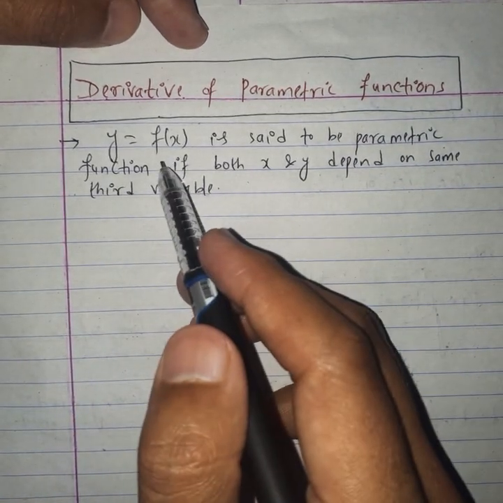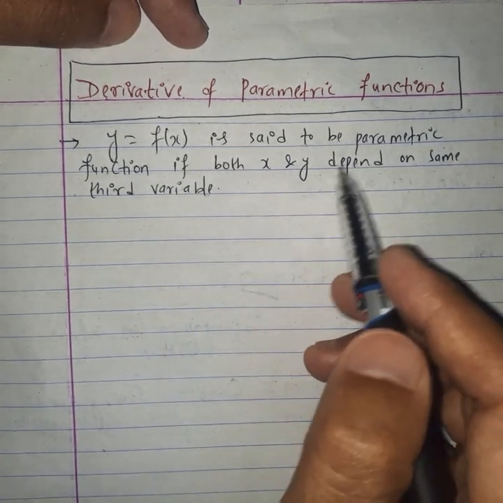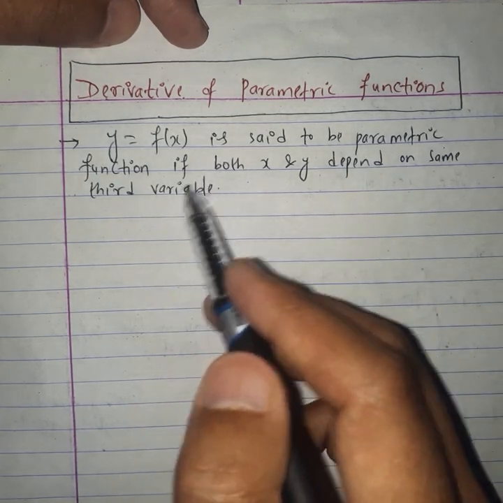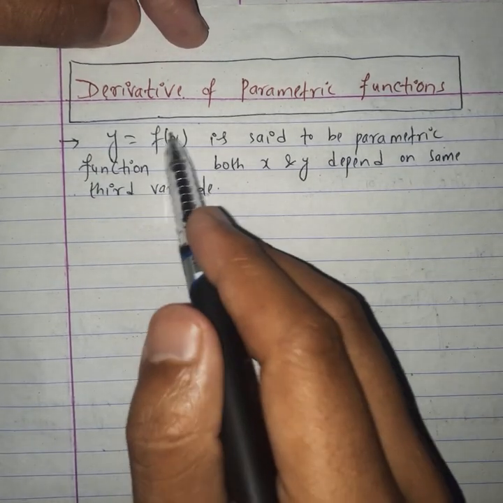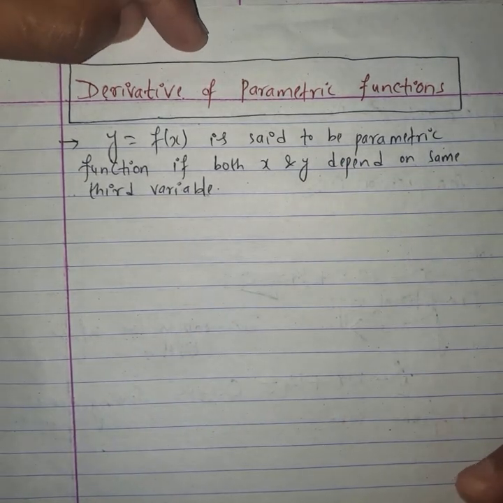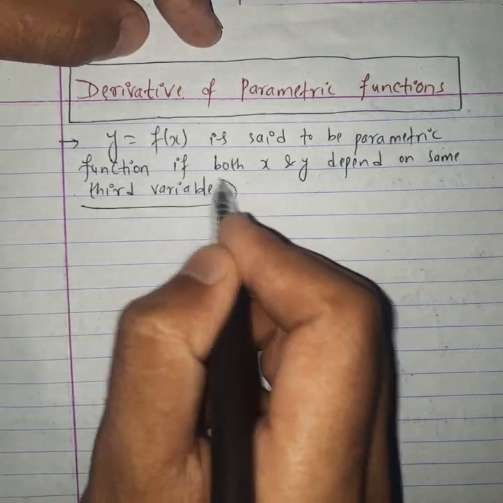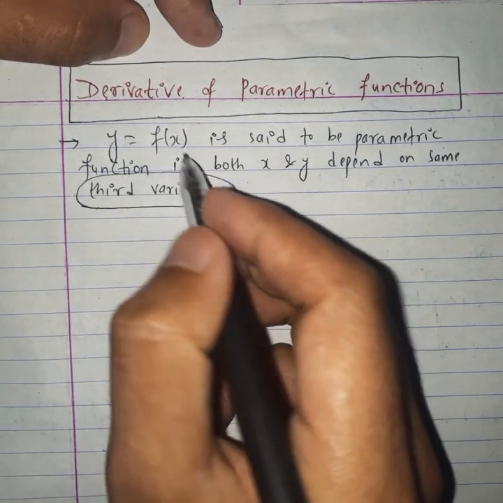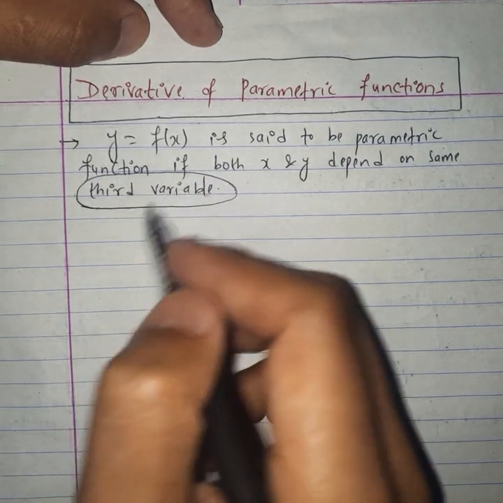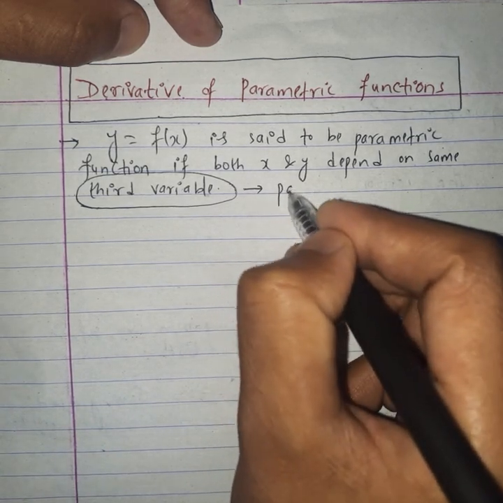The function f of x is said to be the parametric function if both the variables x and y can be expressed in terms of the same third variable. Then the function f of x is said to be the parametric function. And this third variable, on which both the variables x and y are expressed, is called the parameter.